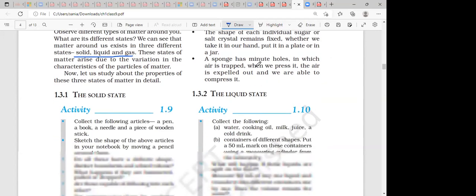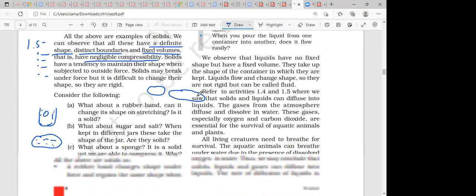Yes, ma'am. Okay, good. So you will mark it in your book. You are not going to write again.